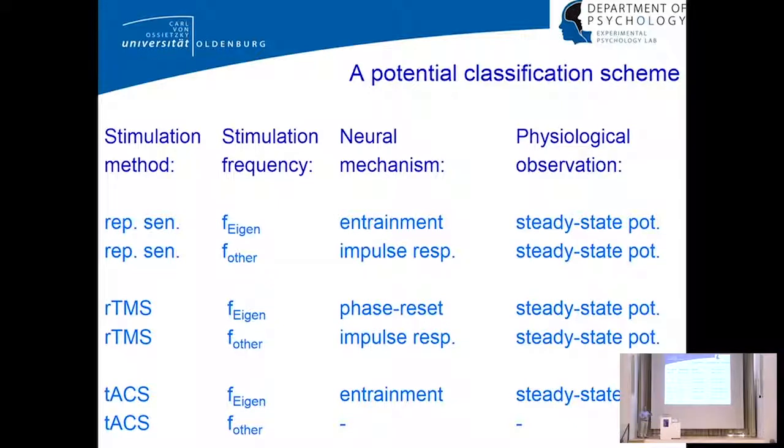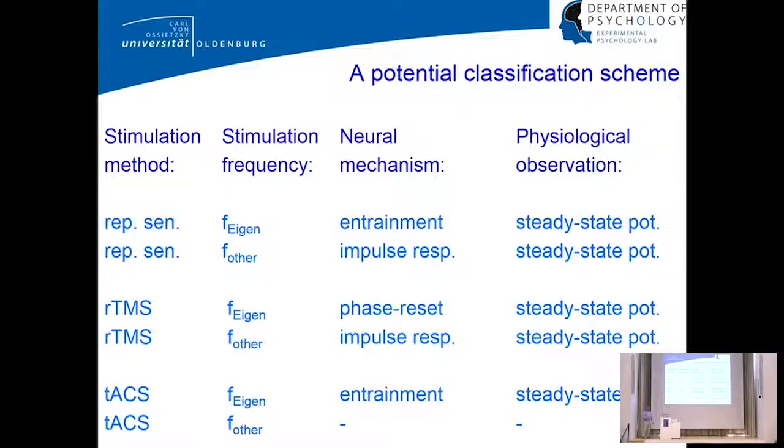Now, I wanted to classify tACS as compared to all of these others, because we know tACS is not able to be suprathreshold and to make a silent neuron fire. But if you apply tACS at the eigenfrequency or close to the eigenfrequency of a brain oscillation, then we believe you can achieve entrainment. However, we and others have tried to apply tACS also at other frequencies than the frequency of an oscillator, and then you don't see anything. And well, that will tell you something, but that's also to be expected.